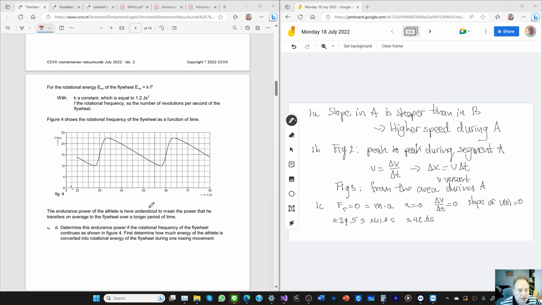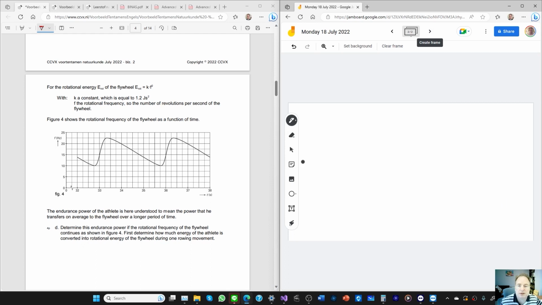The endurance power of the athlete is here understood to mean the power that he transfers on average to the flywheel over a long period of time. Endurance power. Determine this if the rotation frequency continues as shown here. First, determine how much energy of the athlete is converted into rotational energy of the flywheel during one rowing movement. Okay, let's do that first.